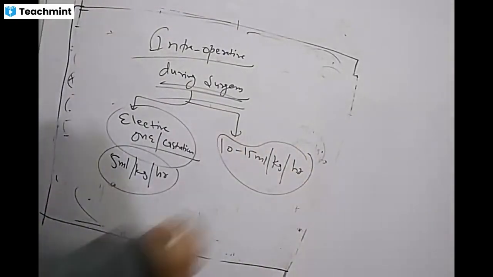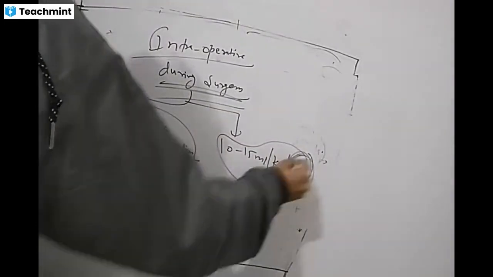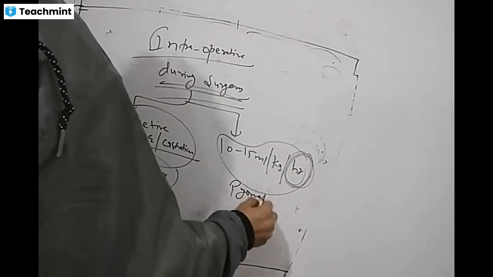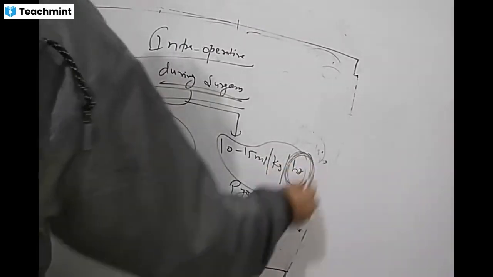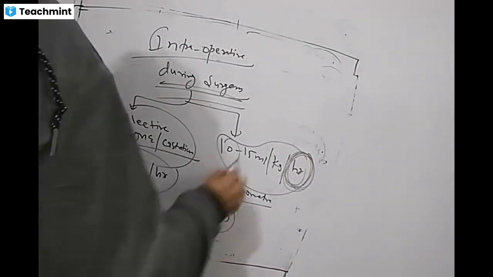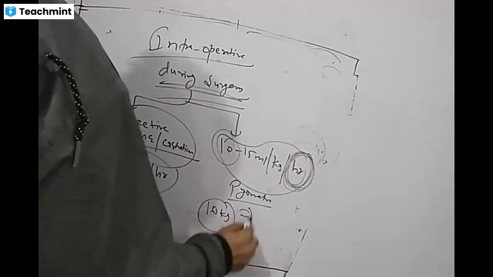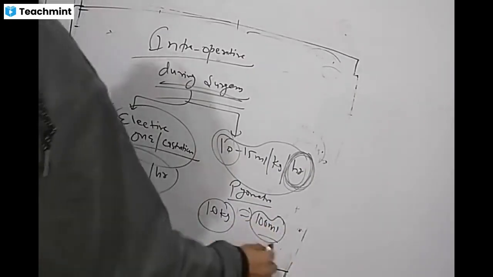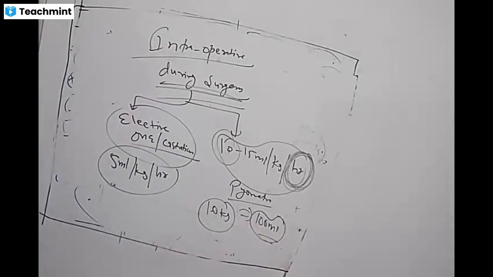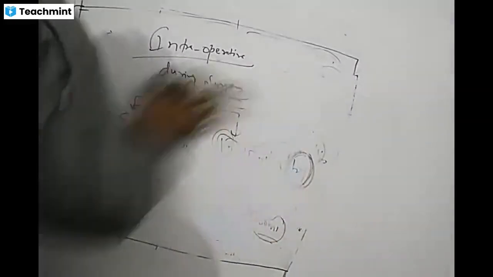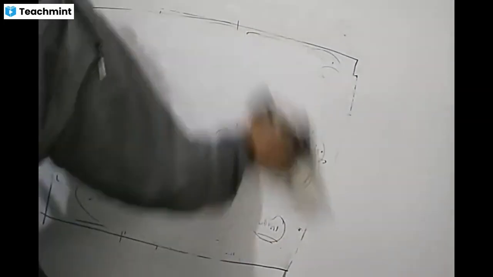Suppose there is one surgery of 1 hour. You are doing a pyometra surgery, which takes 1 hour, and the dog is 10 kg, then 100 ml of fluid will be required. So this is the fluid requirement during surgery.